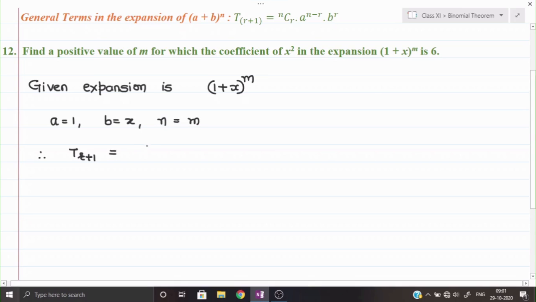The formula is nCr, so it will be mCr into 1 to the power of m minus r into x to the power of r. So we can write this further: T(r+1) is equal to mCr into x to the power r, because 1 to the power of any number will be equal to 1 only.